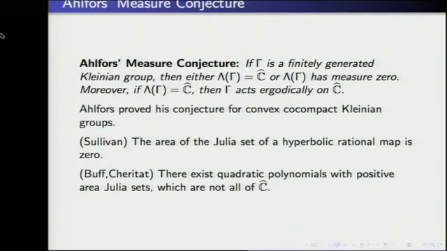So to give a nod back to the dictionary, the area of the Julia set of a hyperbolic rational map is 0. But as Misha mentioned, it's not true that the area of the Julia set of a general rational map is 0. And in fact, there are examples of quadratic maps where the area of the Julia set is positive.